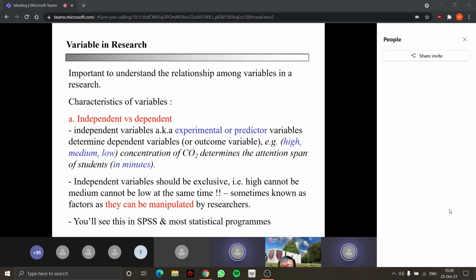This is something that you need to understand in order to associate one variable with another. The independent variable is also known as the experimental or predictor variable. This is another term you need to learn, because it becomes important if you're performing regression. And how you measure them also depends on whether they are parametric or non-parametric.